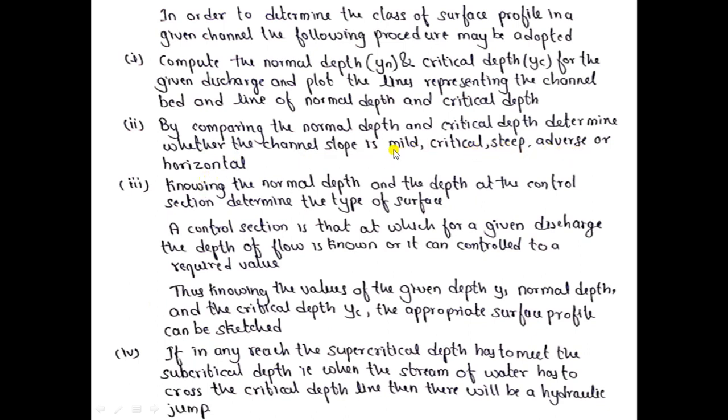Say for example, in case of mild slope channel, the normal depth is above the critical depth. In case of steep slope channel, it is exactly opposite. So by knowing the normal depth and the depth at the control section, we can determine what is the type of surface. A control section is nothing but a section wherein there is a definite relationship between the discharge and the depth of flow. Thus, knowing the values of the depth of flow, the normal depth and critical depth, we can sketch the surface profile.